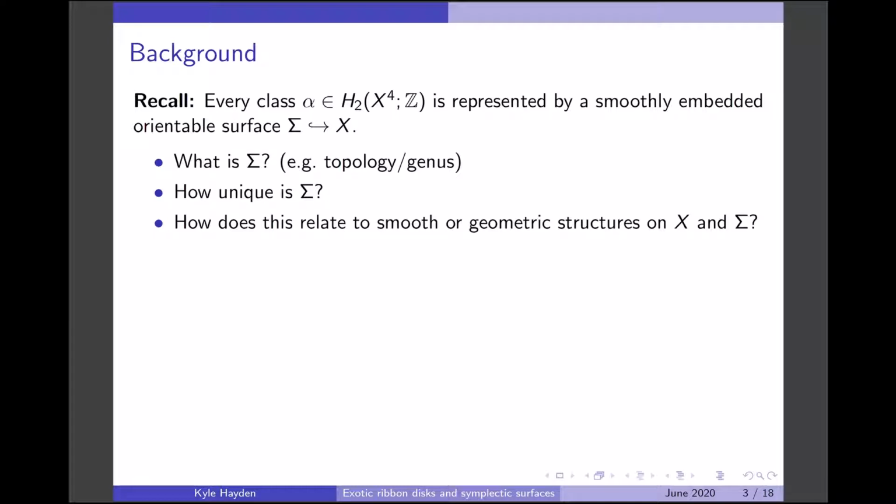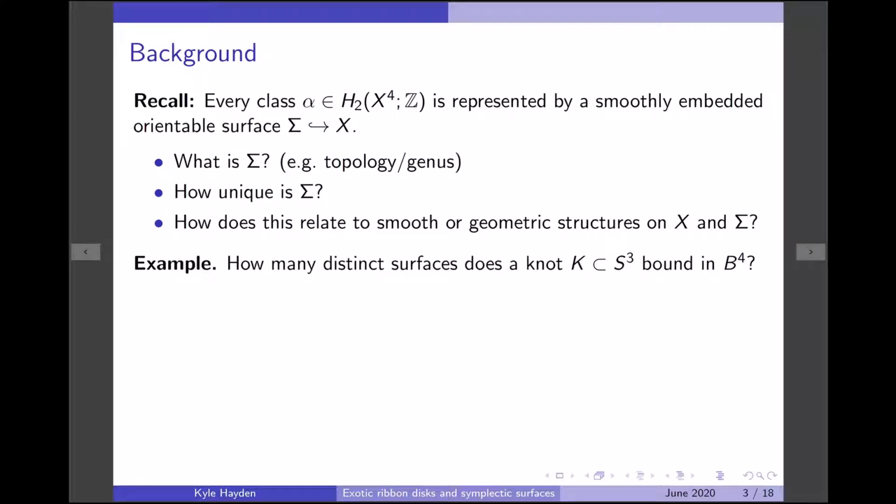Now in a different direction, if I have some geometric structure on X, like a complex structure or a symplectic structure, can I ask the surface Sigma to respect that structure in some way? So now is a particularly concrete question that we'll think about today. I want to ask, if I fix a knot in the three-sphere, how many surfaces can it bound in the four-ball? So that's just one particular question.